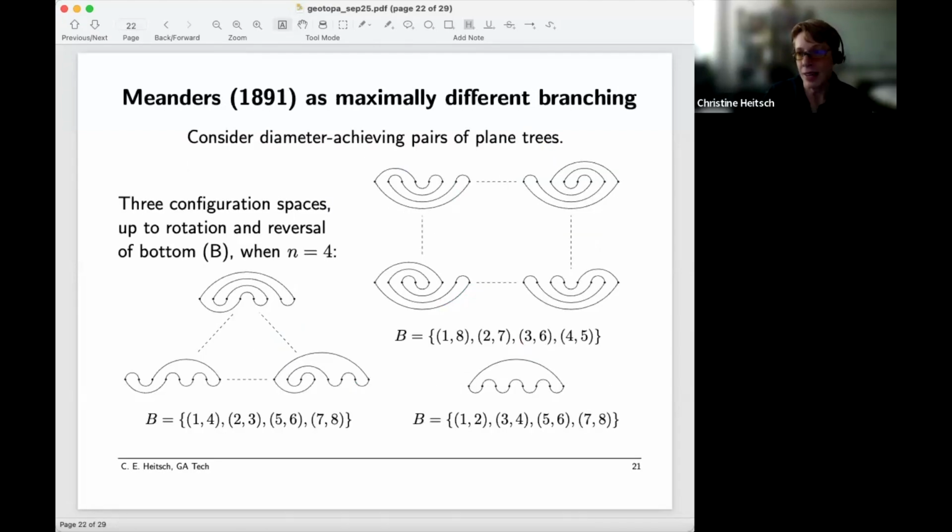It also then leads naturally to this meander problem that I mentioned. We're thinking about these pairs of non-crossing perfect matchings, and a meander is exactly one of those pairs that generates only a single closed loop. Those pairs correspond to plane trees that are diameter achieving. So anytime I have two trees whose distance in the graph is exactly n minus 1, then I know that they are going to give me a meander.